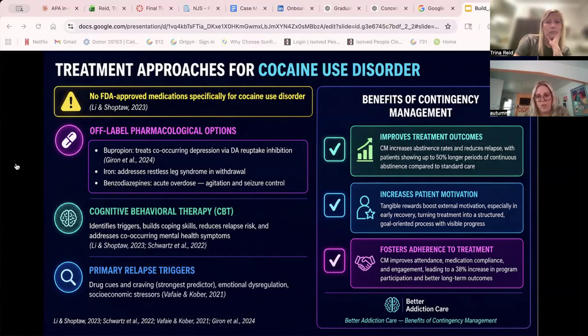Contingency management, shown in the infographic on the right, has the strongest evidence base for stimulant disorders, improving treatment outcomes with 50% longer abstinent periods and increasing program participation by 38%. Cognitive behavioral therapy helps identify triggers and build coping skills. Primary relapse triggers are drug cues, those memories, and those are the strongest predictors of relapse. That includes not being able to change your habits, routines, or environments. That's why CBT is best practice for stimulant use recovery.